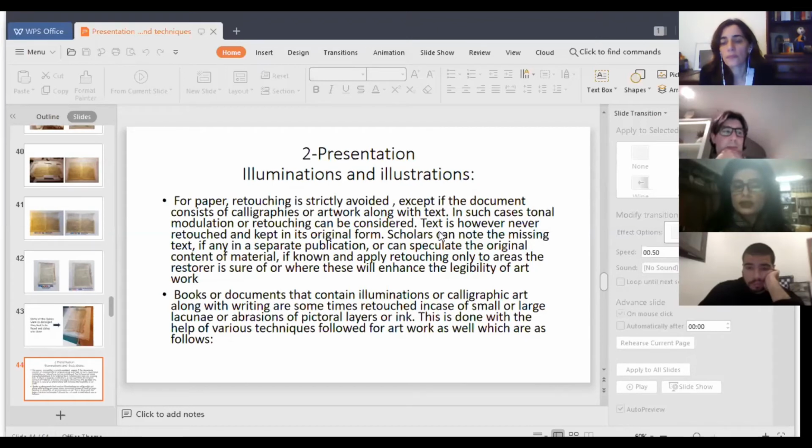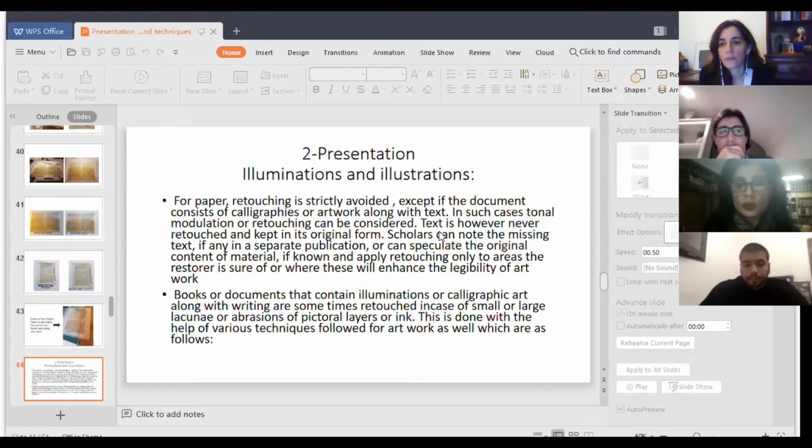Once the lacunae is infilled, we seldom talk of retouching in documents. It's not done. Retouching, especially of writing, is not done in historic documents. In all forms and costs, we save the historic writing. Therefore, we do not follow the concept of retouching, only in certain cases, which we'll be talking about further.